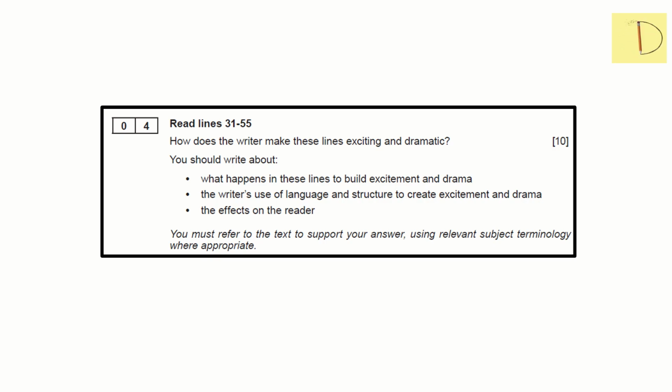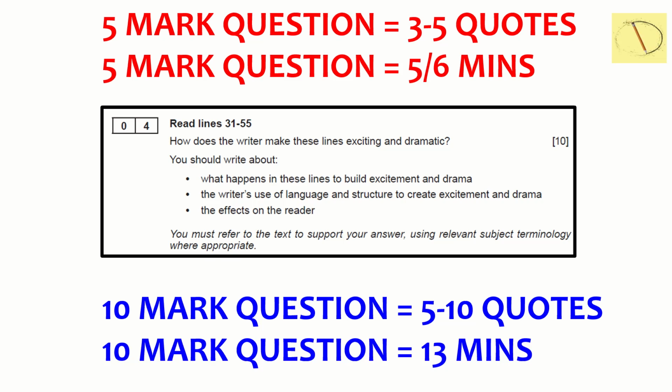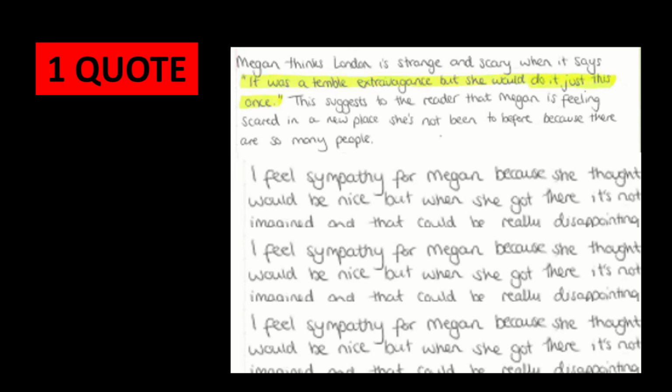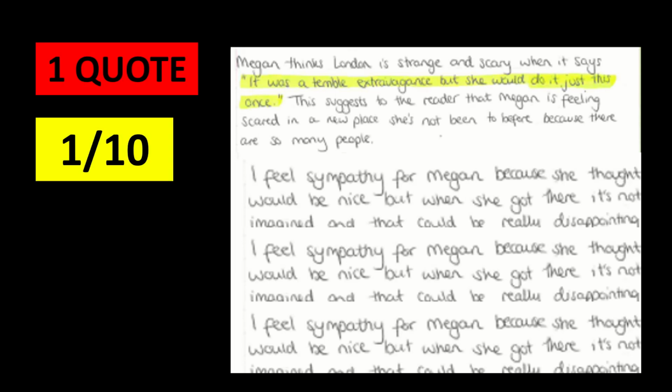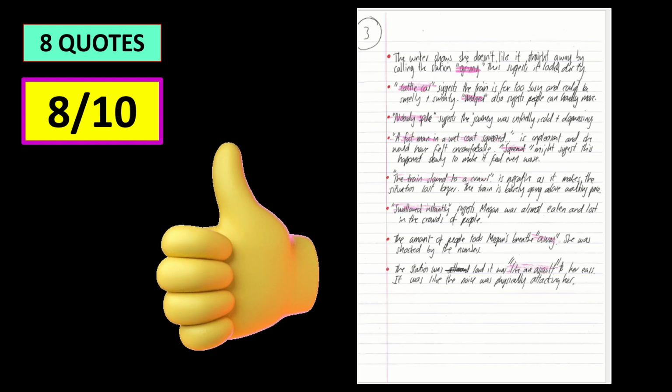Question 2: again, from now on in the exam, you've got to back up every single point you make with a quote. If it's a 5-mark question, do 3 to 5 quotes in 5 or 6 minutes. If it's a 10-mark question, try to do 5 to 10 quotes in 13 minutes, or whatever your allotted time is. What we don't want is this, where you've got 1 quote with lots of explanations. Try to think of it as a quote a mark. This is what we do want: 8 quotes with small explanations.